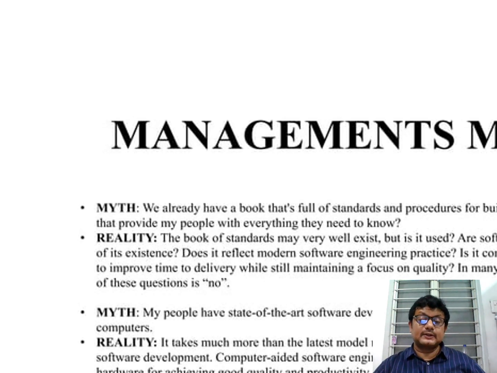We already have a book that is full of standards and procedures for building software that provides my people with everything they need to know. What is the reality? The book of standards may very well exist, but is it used? Or does it reflect modern software engineering practice while still being maintained? Another myth is, my people have state-of-the-art software development computers. The reality is it takes much more than the latest model to develop software. Computer-aided software engineering tools can be used, but the hardware alone is not what achieves good quality and productivity.